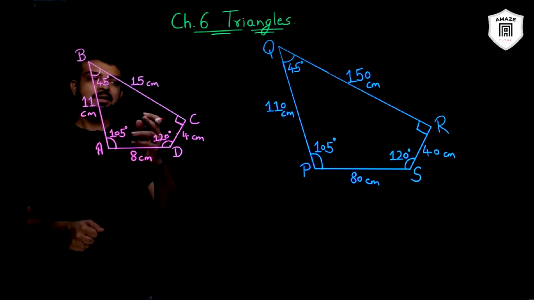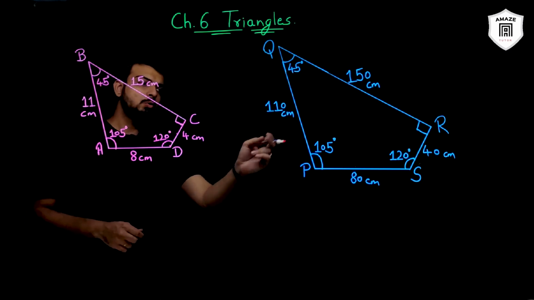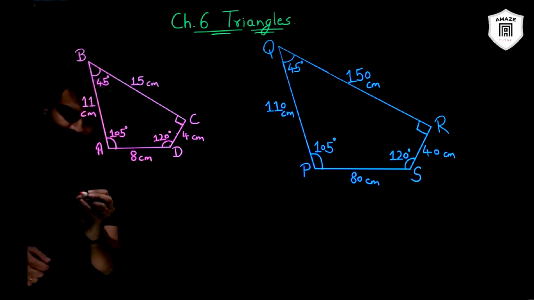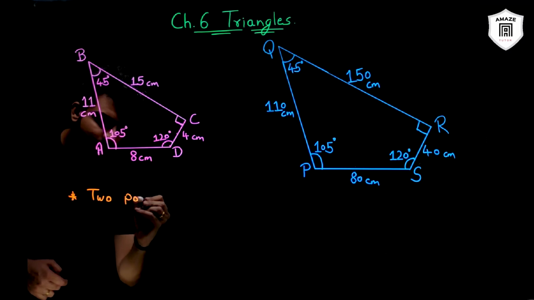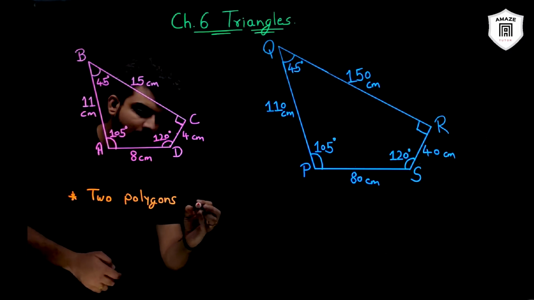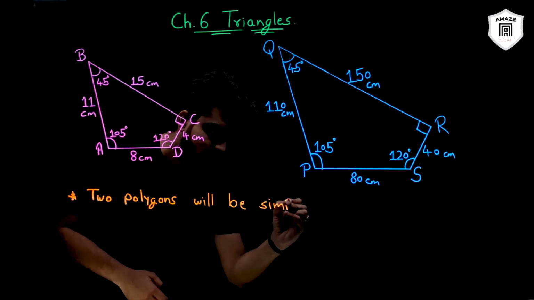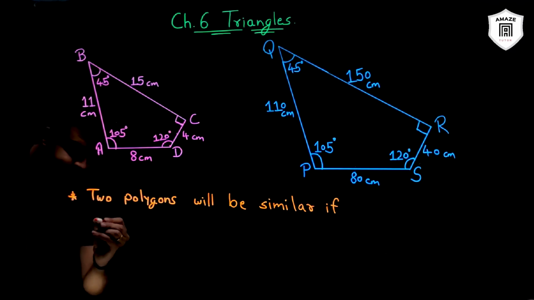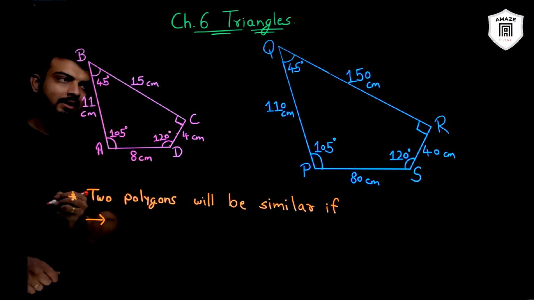So here we are having two polygons, or I can say quadrilaterals, right? ABCD and PQRS. So now let's go to specific conditions for two figures to be similar. So I can write down here two polygons will be similar if, what are the conditions? First one, all the angles should be equal, corresponding angles should be equal, right?